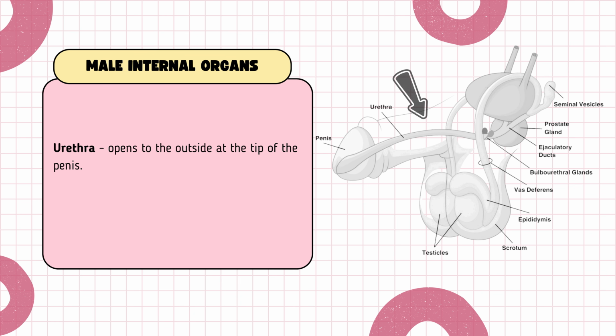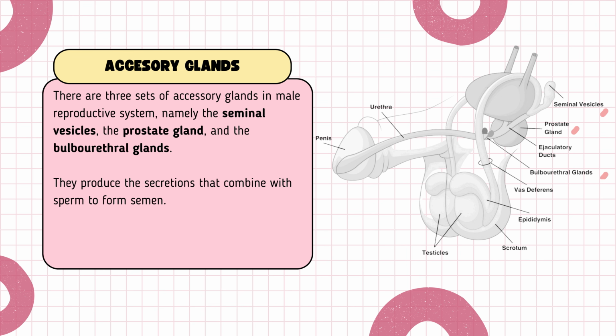The urethra runs through the penis and opens to the outside at the tip of the penis, called the meatus. There are 3 sets of accessory glands in the male reproductive system, namely the seminal vesicles, the prostate gland, and the bulbourethral glands. They produce the secretions that combine with sperm to form semen.